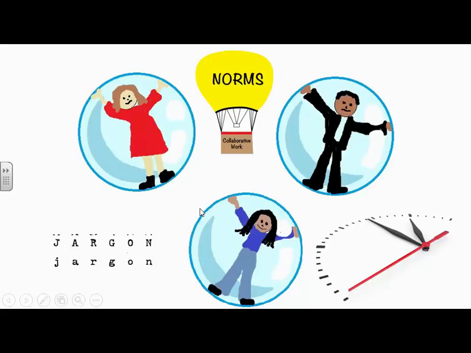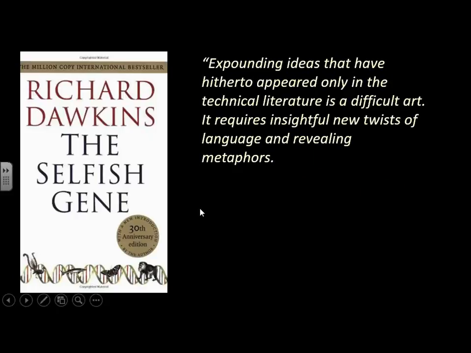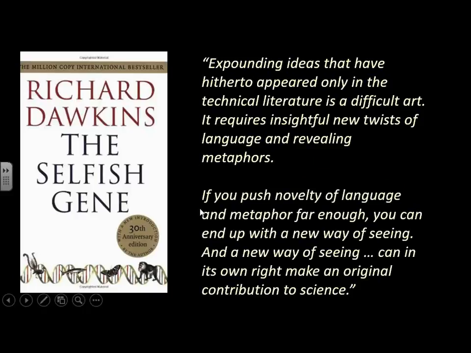So why is it so difficult? Once again, just a few quotes from famous science popularizers. Richard Dawkins, in The Selfish Gene, writes, "Expounding ideas that have hitherto appeared only in the technical literature is a difficult art. It requires insightful new twists of language and revealing metaphors. If you push novelty of language and metaphor far enough, you can end up with a new way of seeing, and a new way of seeing can in its own right make an original contribution to science."